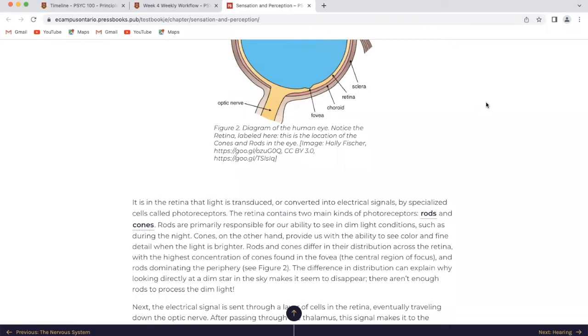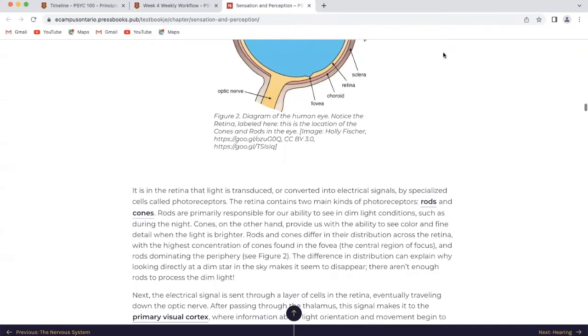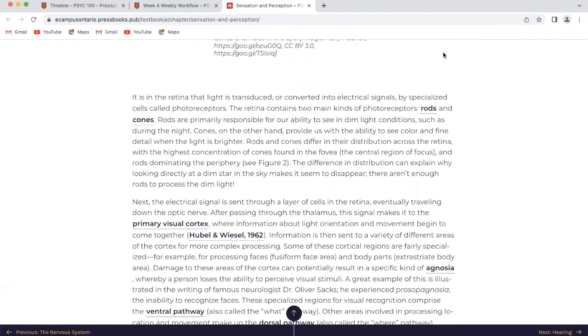Here we go. It is in the retina that light is transduced, or converted, into electrical signals by specialized cells called photoreceptors. The retina contains two main kinds of photoreceptors, rods and cones. Rods are primarily responsible for our ability to see in dim light conditions, such as during the night. Cones, on the other hand, provide us with the ability to see color and fine detail when the light is brighter. Rods and cones differ in their distribution across the retina, with the highest concentration of cones found in the fovea and rods dominating the periphery.